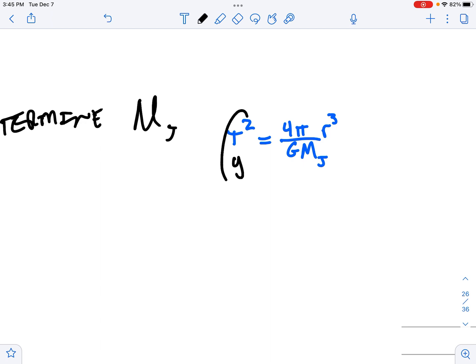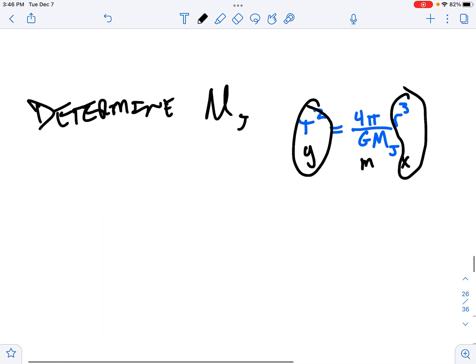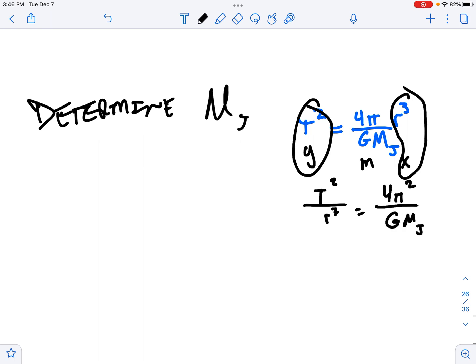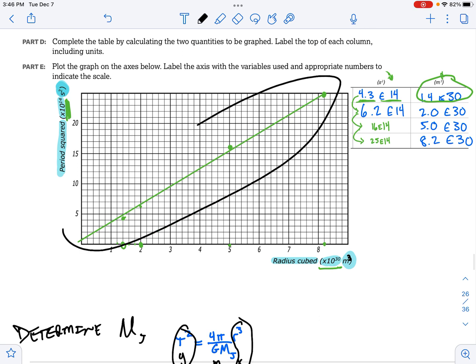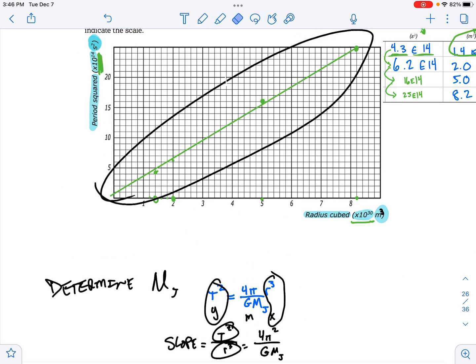Well, we said that that's on our y-axis. We said that r cubed is on our x-axis, which means that this is the slope. Now, conveniently, the mass of Jupiter is contained within the slope. So if we can move things around, t squared over r cubed equals 4 pi squared over GMj. So if I take my rise divided by my run of this line, I can get a number that will be helpful in figuring out the slope. So let's do that real quick.